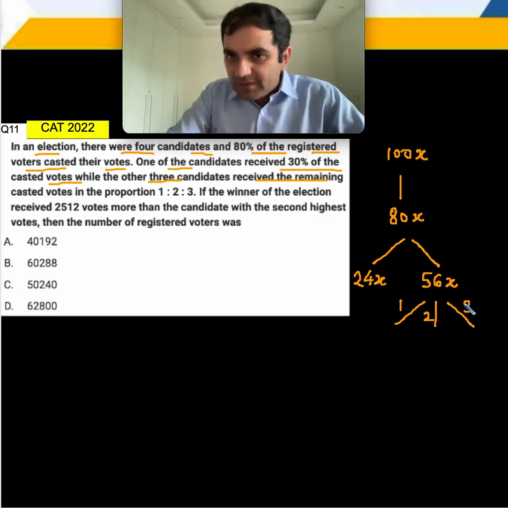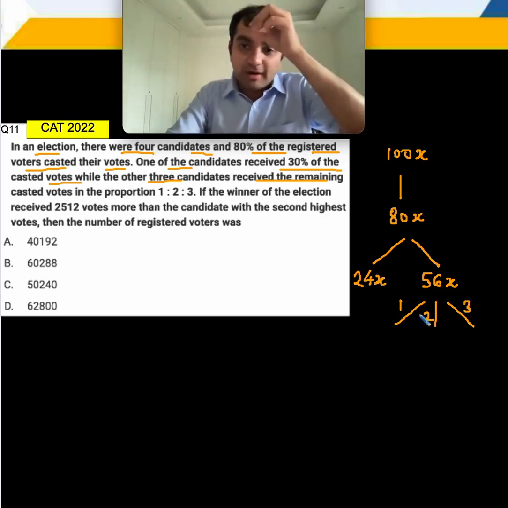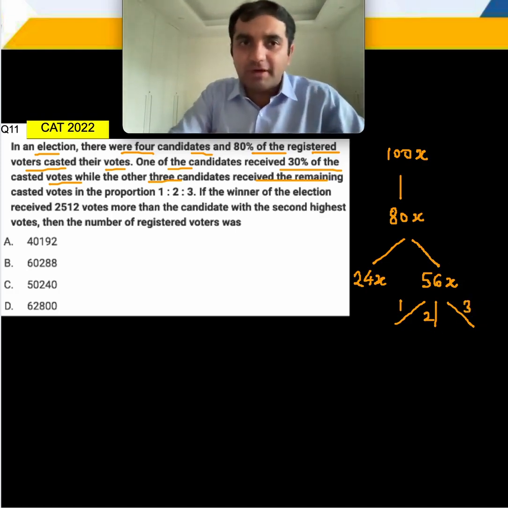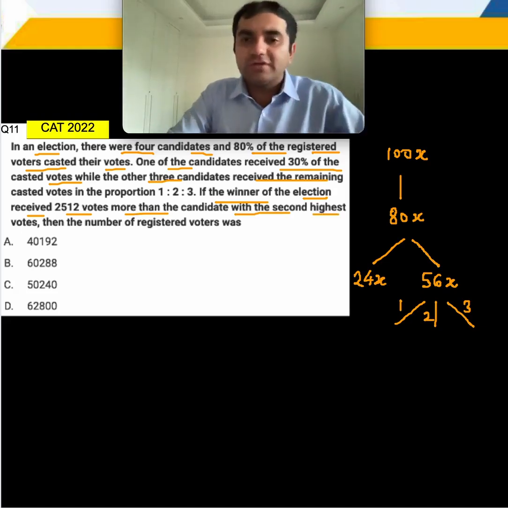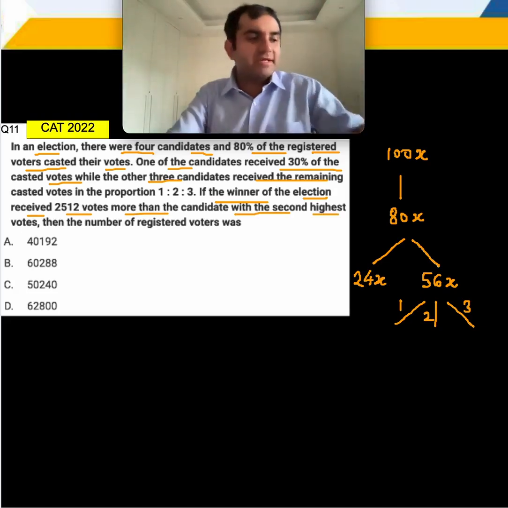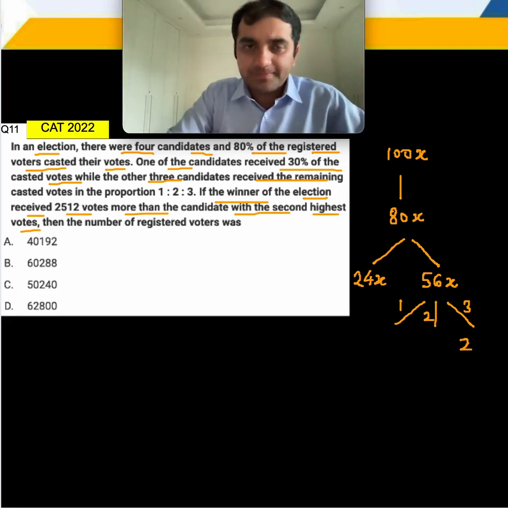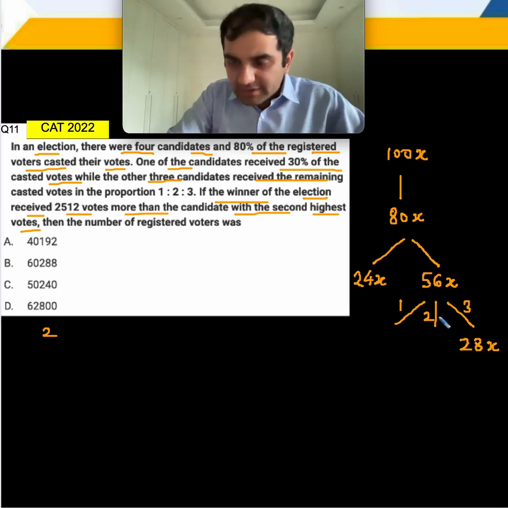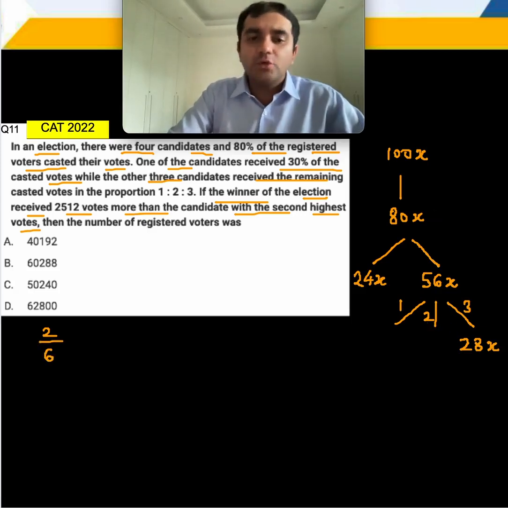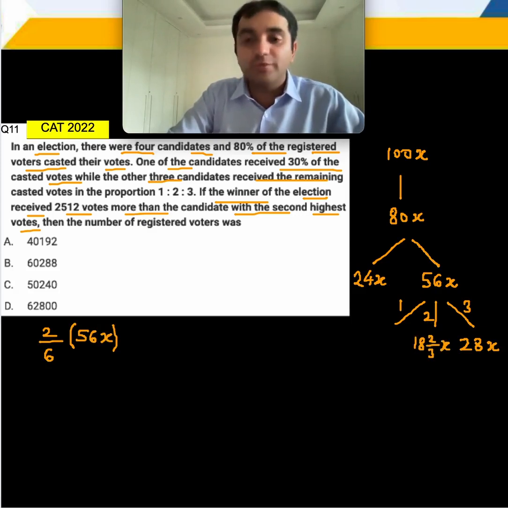So for example, total there are 6 parts. Third candidate को 3 parts मिलने, that means half, 3/6. That is half. ठीक है. If the winner gets 2512 more than second highest, अब winner कौन है, second highest कौन है, need to calculate. So 3 parts becomes 28x आधा, and then now let's calculate what will the middle person get. 2 parts out of 6. 2/6, that's 1/3 of 56x. That turns out to be 18 2/3 x.